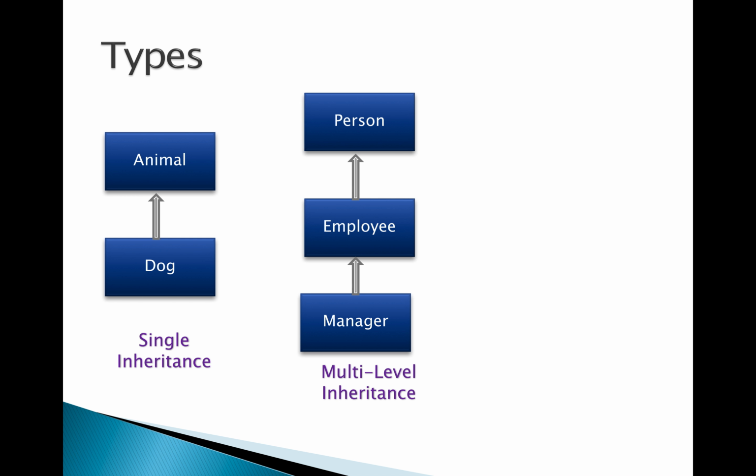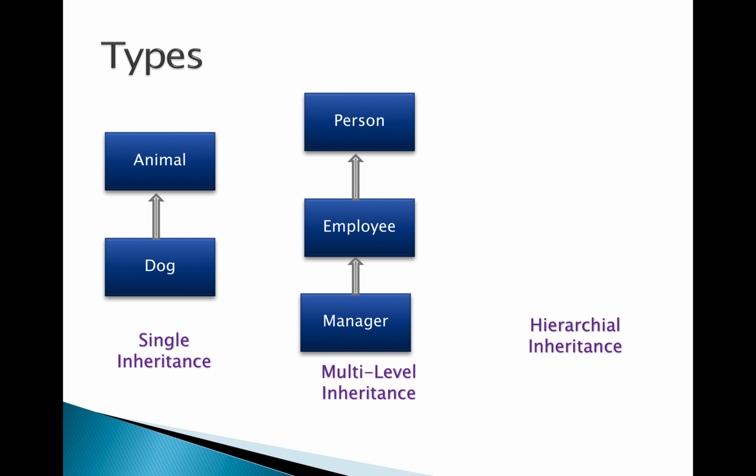There are different types of inheritance. These are the types that Java supports. First is single inheritance. An example of single inheritance is animal and dog, where one class is inheriting from another class. The other one is multi-level inheritance. We have employee extending from person and manager extending from employee. So manager inherits from employee, and employee inherits from person. So we have multi-level inheritance.